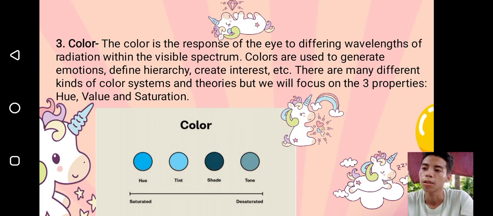So color. Color is the response of the eye to differing wavelengths of radiation within the visible spectrum. Colors are used to generate emotion, define hierarchy, create interest, and etc. So there are many different kinds of color systems and theories, but we will focus on the three properties: hue, value, and saturation.